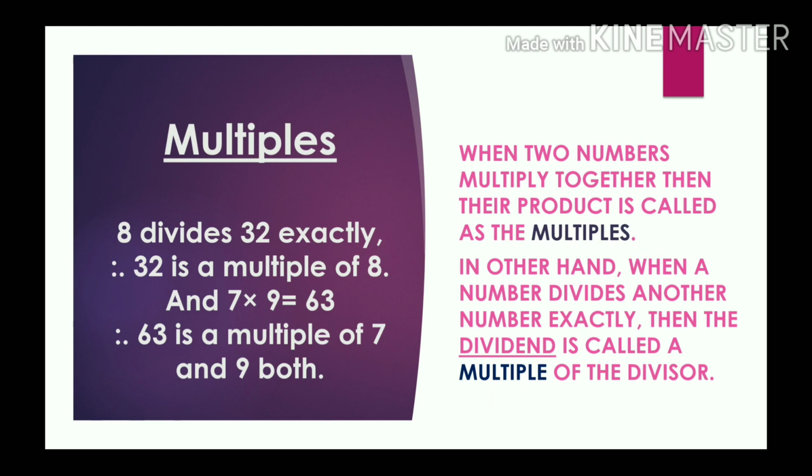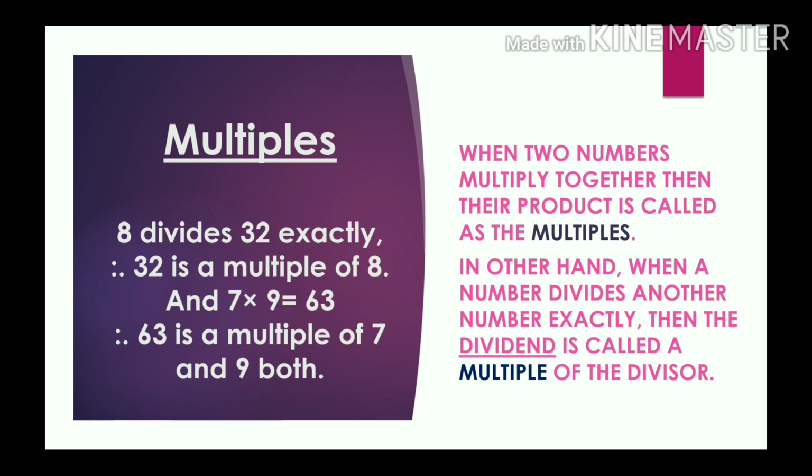Now, what are multiples? When two numbers multiply together, their product is called a multiple. On the other hand, when a number divides another number exactly, then the dividend is called a multiple of the divisor, which means if any number divides any other number exactly, then the dividend is called a multiple.